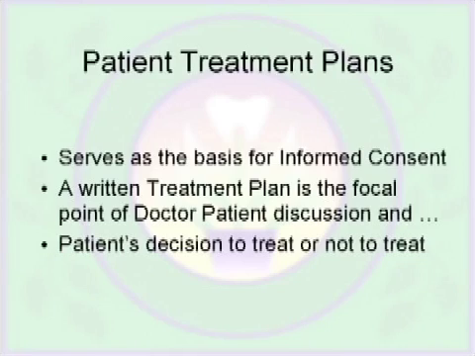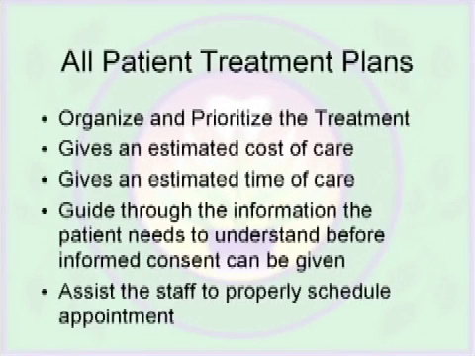How do we make a living? These are the basis for informed consent. A written treatment plan is a focal point of doctor-patient discussion and patient decision to treat or not to treat. Organize and prioritize the treatment. Give an estimate of cost of care and maybe time. This is not always possible because you may have somebody, you don't know how long they're going to take to recover from surgery, etc. So you have to give estimates. Guide the patient through the information they need to understand before informed consent can be given.